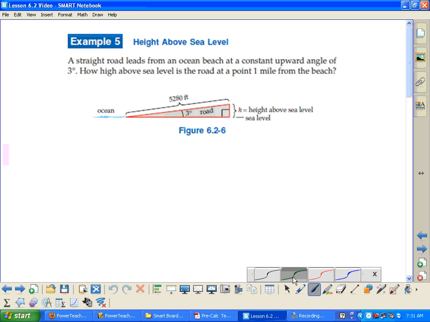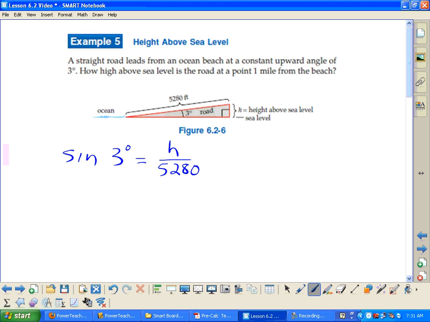And so if we identify the things we know, we have the 5,280 feet. That represents the hypotenuse. And we're trying to find the height, which would be the opposite. So we are going to do the sine. So we say the sine of 3 degrees is equal to the opposite, which would be h, over 5,280. And then it's just a matter of multiplying both sides by 5,280.